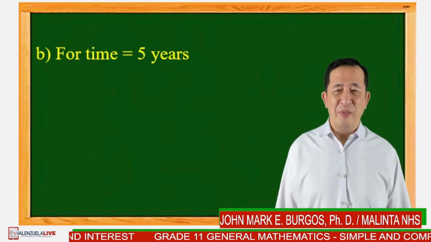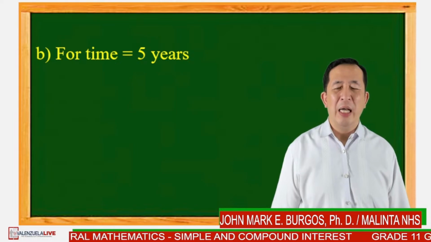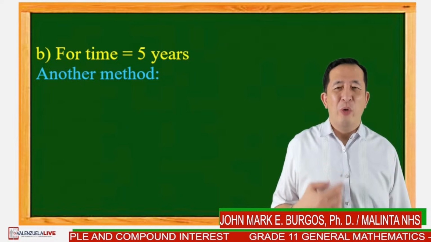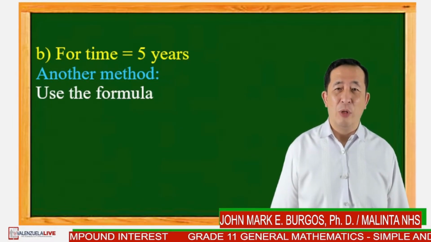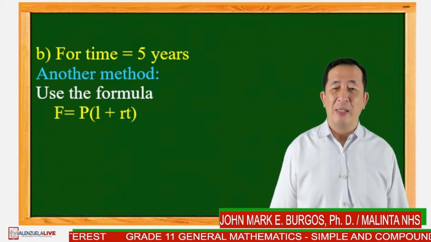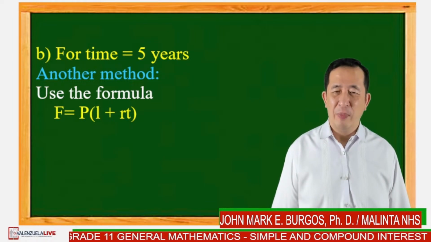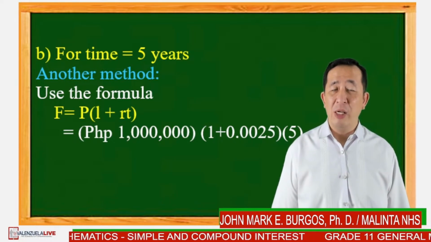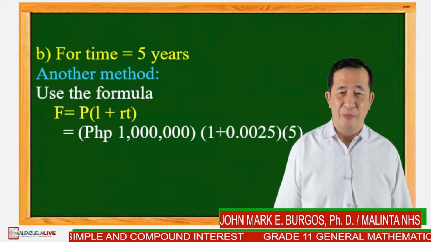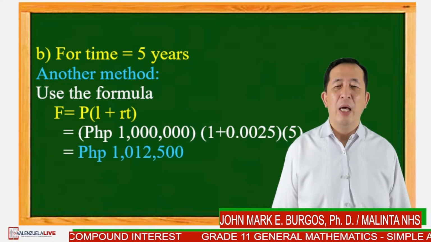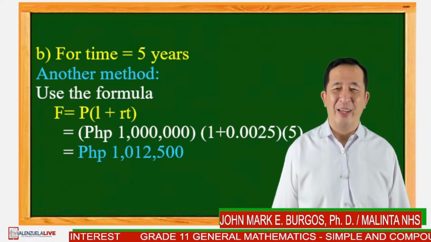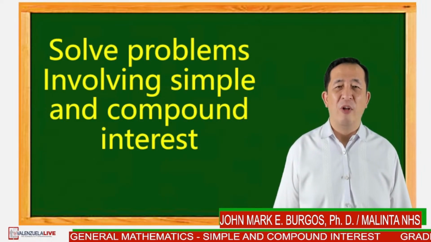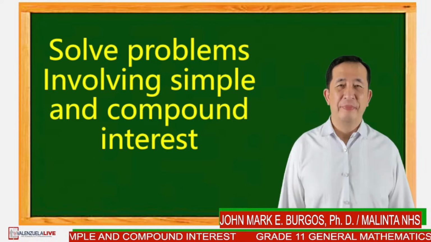Still, for the 5 years, again, in computing the maturity value, we can use another method. We can use the formula F is equal to P quantity 1 plus R times T quantity. To substitute the values, we have 1 million times the quantity 1 plus 0.0025 times 5. The maturity value will be 1,012,500 pesos.